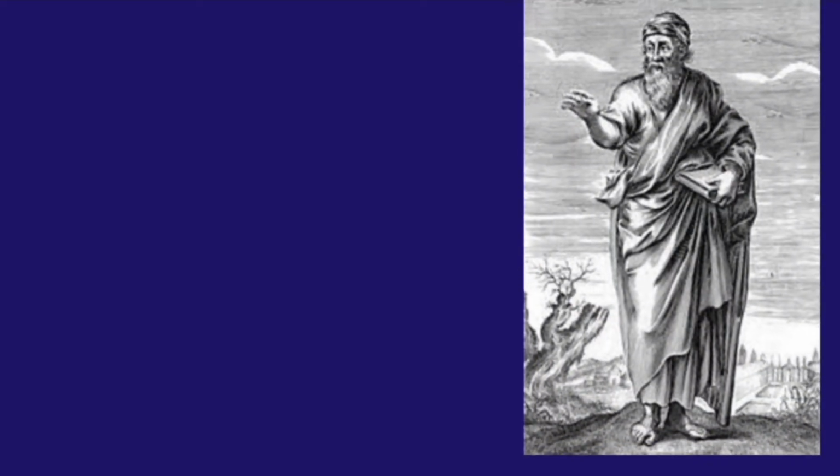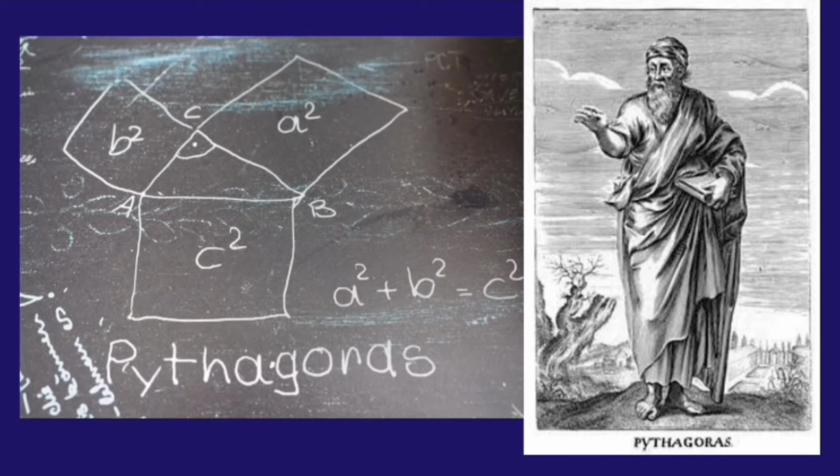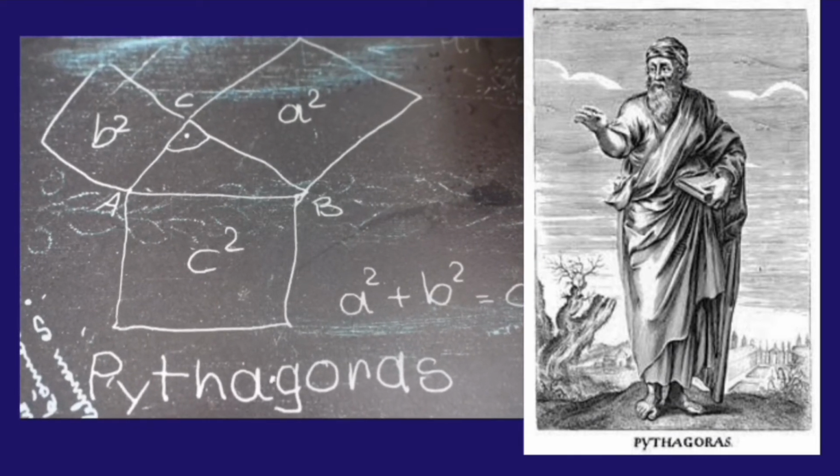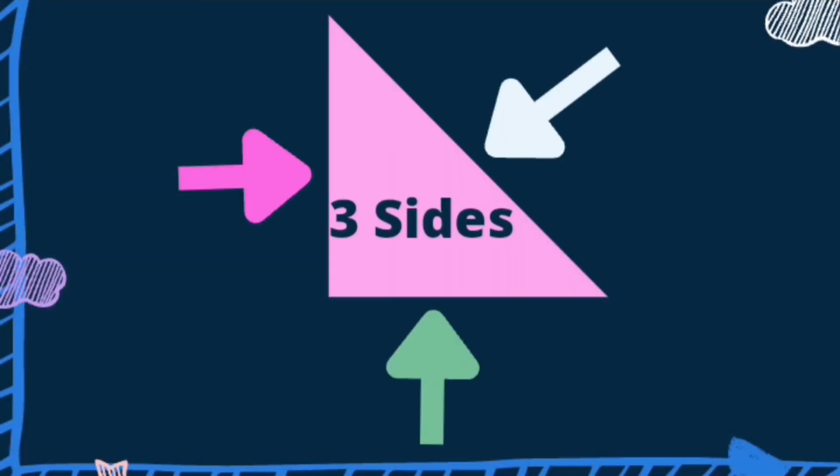Pythagoras is an ancient Greek who proved the relationship between right-angled triangles. You might have noticed I said right-angled triangles. Yes, Pythagoras' theorem is only peculiar to right-angled triangles. So what does this theorem state?